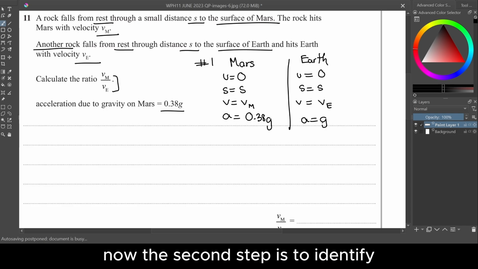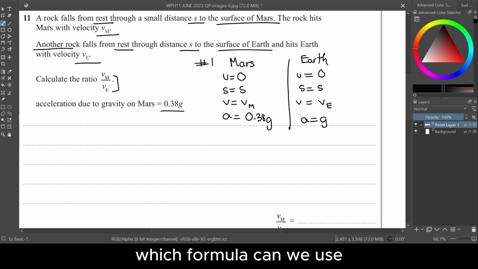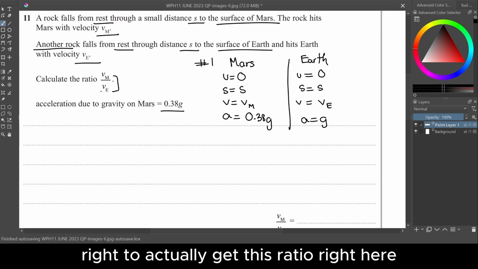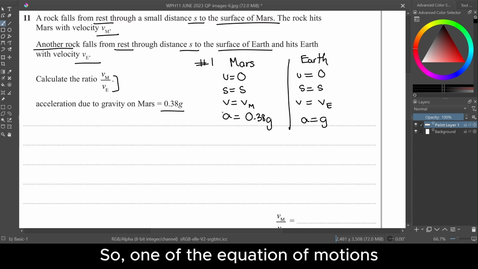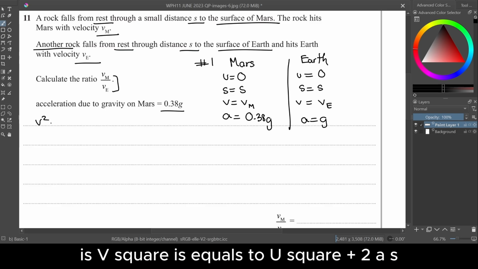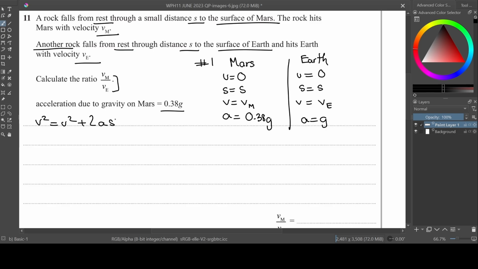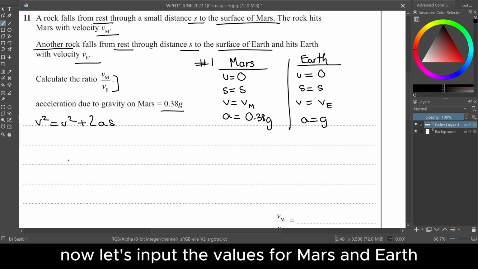Now the second step is to identify which formula we can use to get this ratio right here, and we have to select it from the equations of motion. So we have u, s, v, and a. One of the equations of motion we can use is v squared equals u squared plus 2as. Now let's input the values for Mars and Earth.